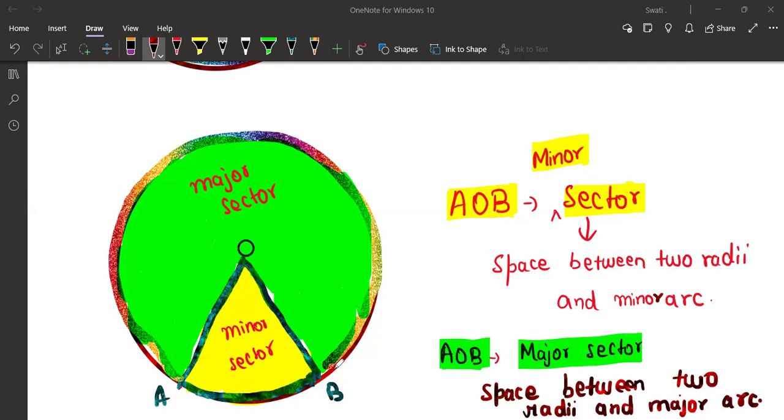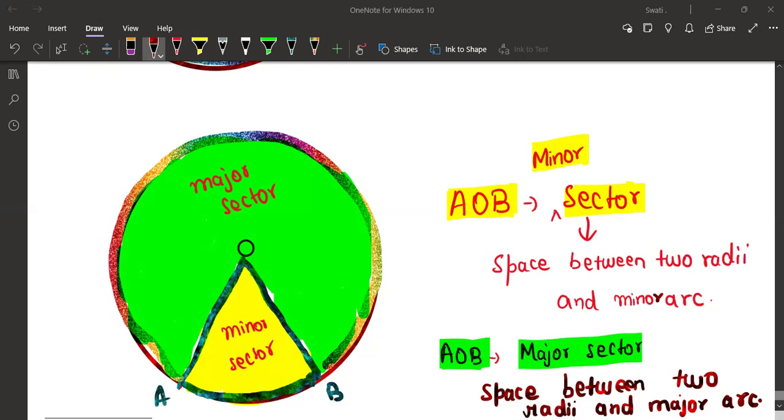I hope this is clear, Manya. So let me know in the chat box whether you are understanding everything or not. If you have understood this, we can go to the next part. Yes, all right, great. So now let's go to the next part. You have understood this also.